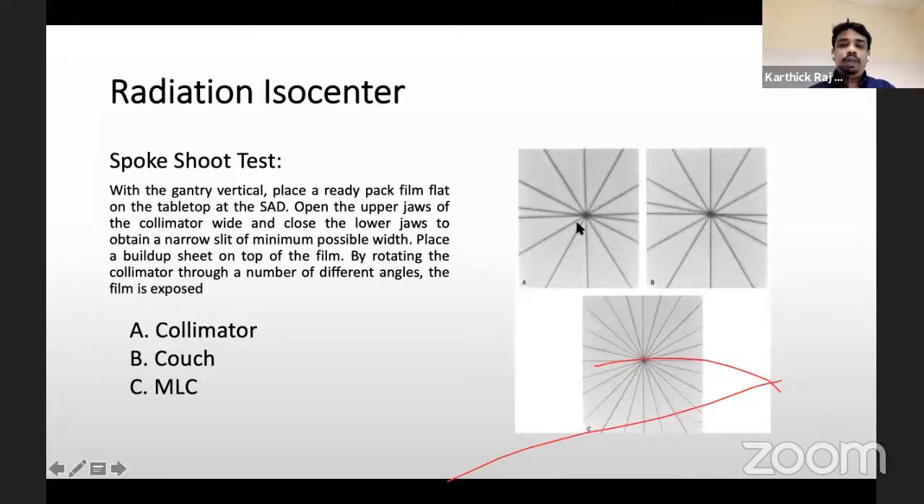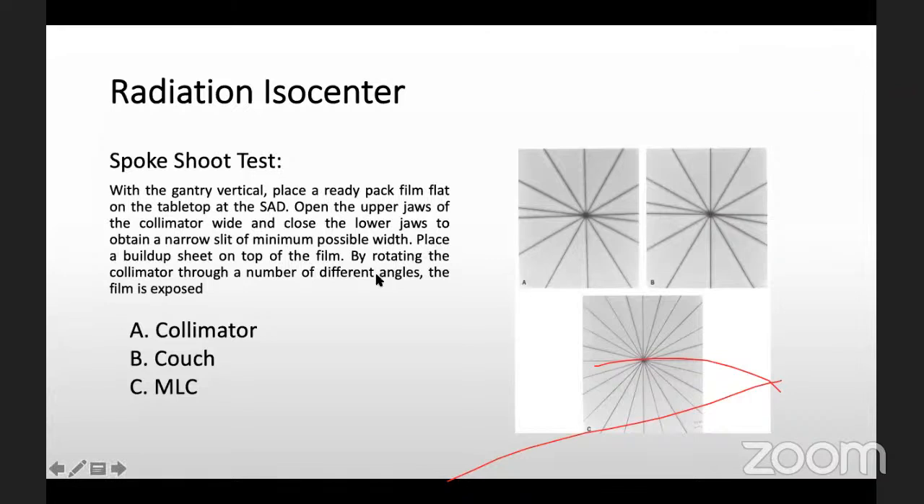What we do is, we put a film on the couch, keep it at 160, put a buildup cap, and open the minimum field opening in the linac, which is something about 0.5 centimeters. Just shoot a beam of something like 10 or 20 monitor units, then rotate to 45 degrees, a different angle, and irradiate it. Then take the spoke shot and check that the diameter should not be more than plus or minus 2 millimeters for 3D CRT, or if you're doing SRS, it has to be within plus or minus 0.5 millimeters.